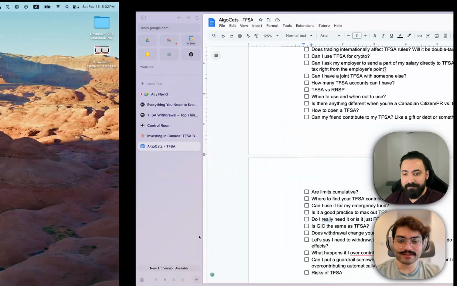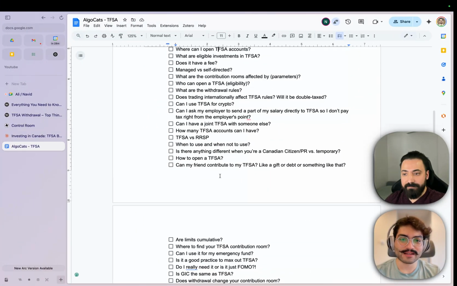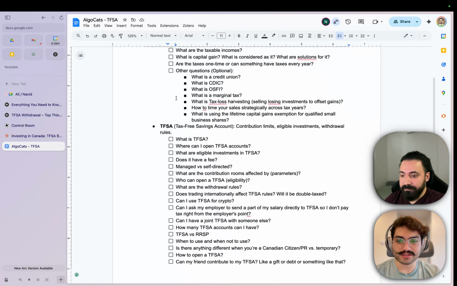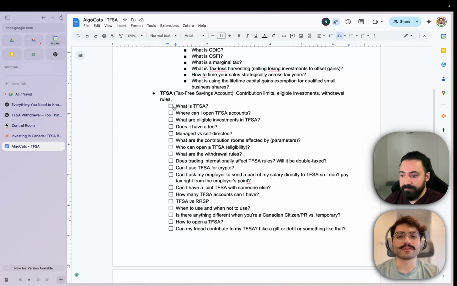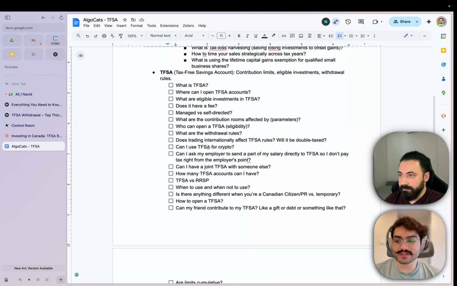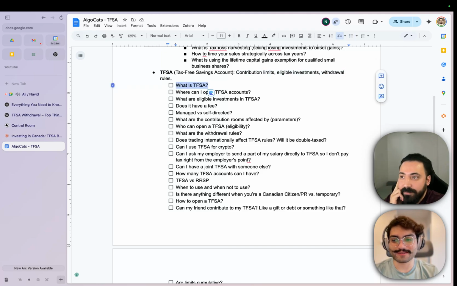And to get started, we have a list of questions as before. So previously we got answers to these questions. Now we want to get answers for the following questions for TFSA. And some of the questions we might already have the answer to, so we're just going to quickly go over them. We're going to skip those questions and jump right to the next one. So the first question: what is TFSA?